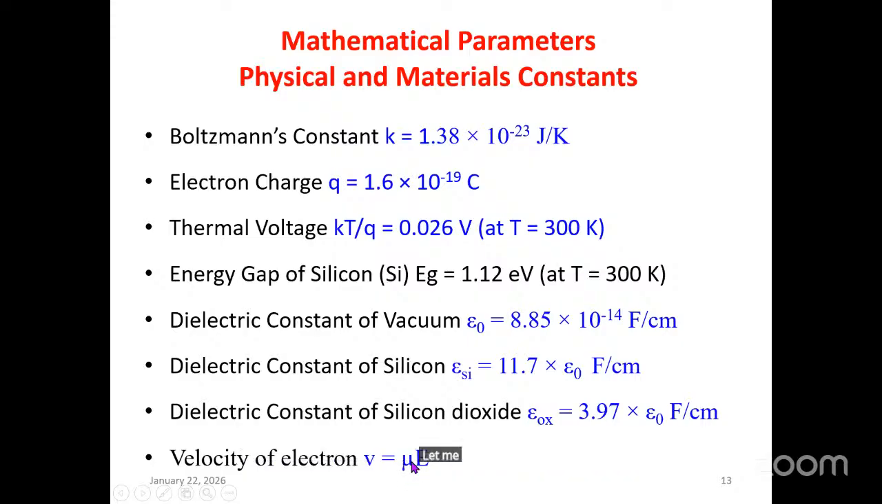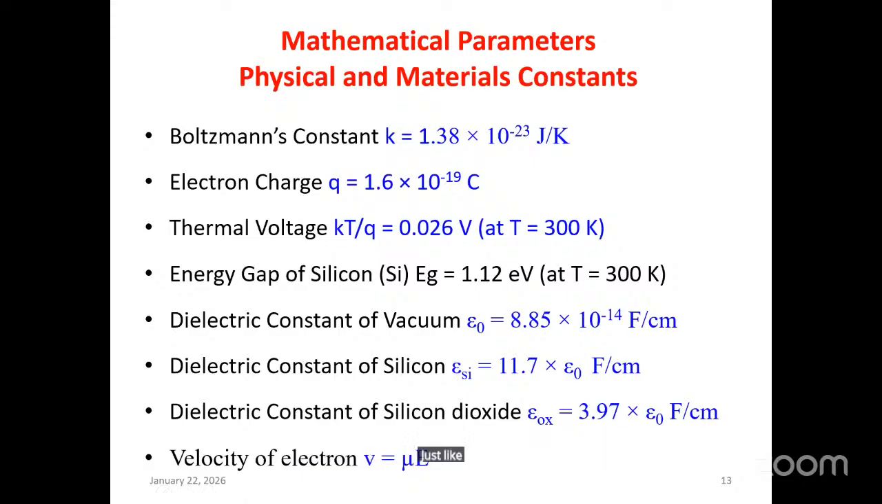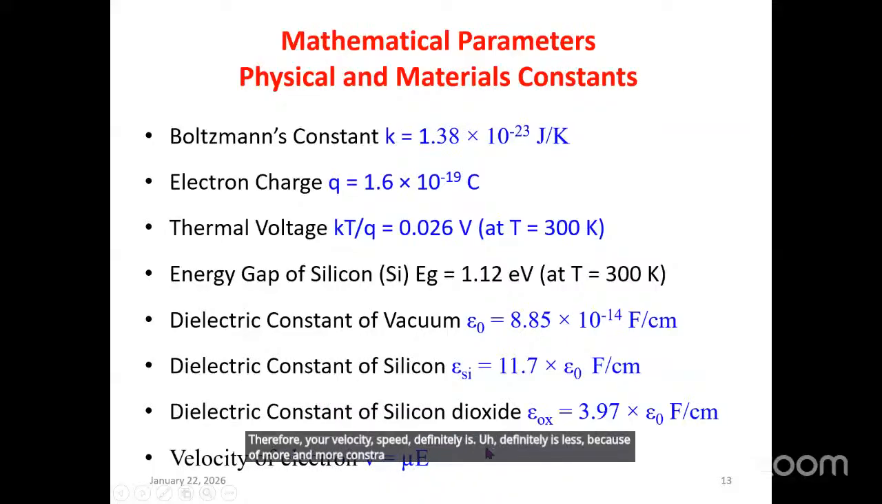Let me tell you, just in short, what is meant by mobility. It is actually the ability of the electron to respond to the electric field and to move faster. Just imagine you are driving a truck on a highway, and there is enough traffic on the highway. Therefore, your velocity, your speed, definitely is less because of more and more constraints in the path.